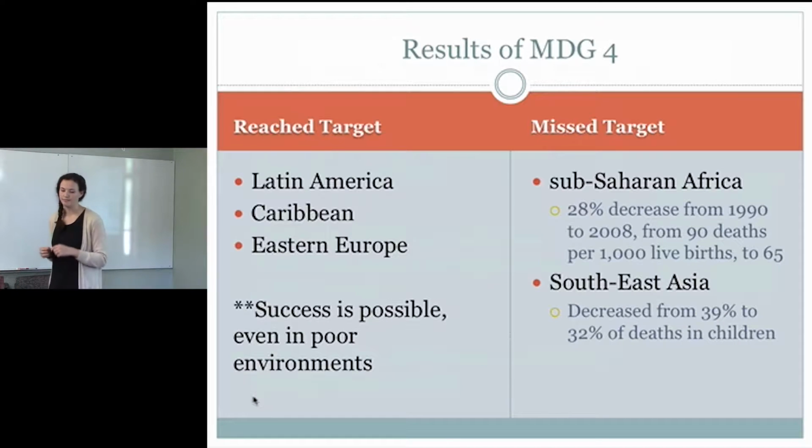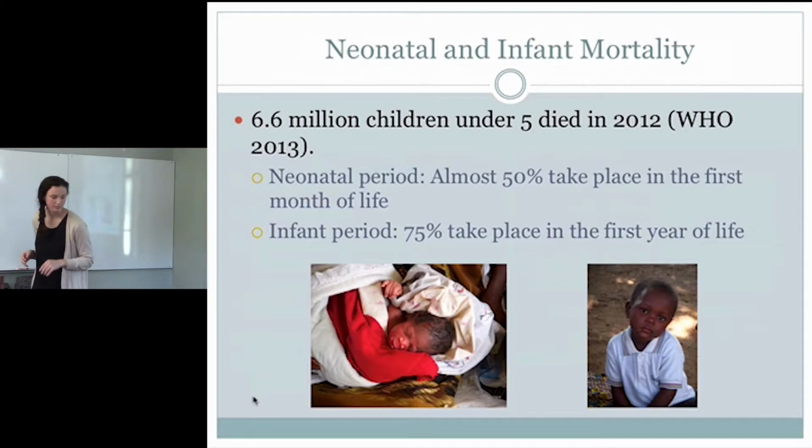Just as an overall picture, you can see where the target has been reached in most countries in Latin America, the Caribbean, and Eastern Europe. Where you see a lot of the deficiencies are in Sub-Saharan Africa and Southeast Asia. The point to take from this is that success is possible even in poorer regions. And now that 2015 has come and gone, the point is to continue with these efforts. There is progress, but there's still a lot of room to be made.